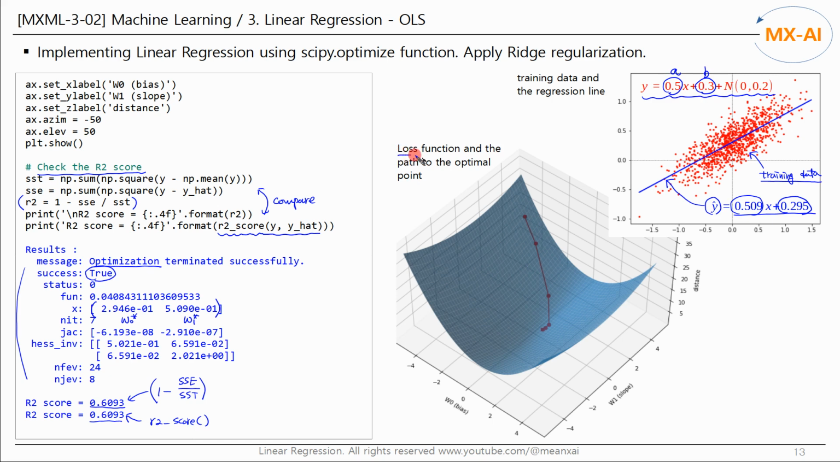Next, let's visually check the loss function and the path to the optimal point. There are W0 and W1 axes, and the z-axis is the loss value. The loss function is a convex function like this, and you can see that it starts from here and goes well to the optimal solution. The coordinates of the starting point are set to 4 and -4. This is the starting point. To get a clear view of the route, I used a point a little further away from the optimal point.